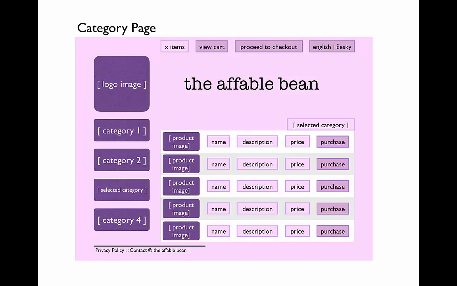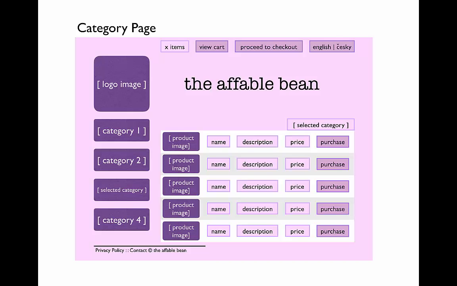When you select a particular category, this is the page that you see. The first thing to notice is that the header and the footer are exactly the same, except that in this header we have added a couple of buttons for viewing the cart and proceeding to the checkout. In the main section, the middle section, we again have a left area and a right area.